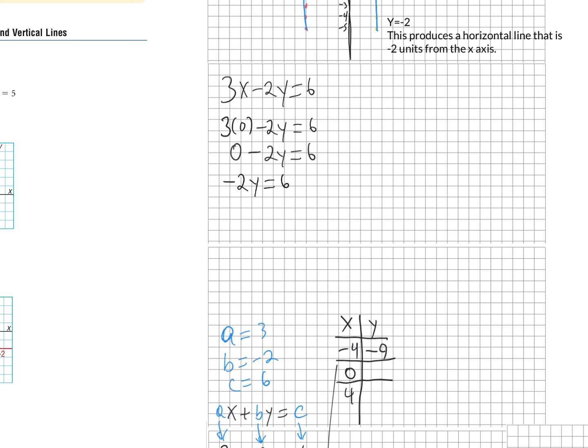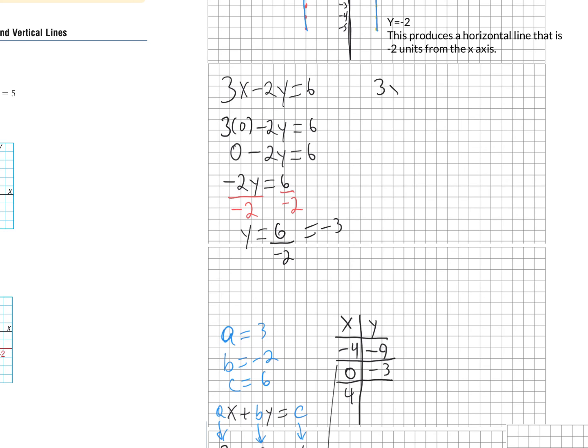So now to get rid of the -2y, I divide this side by -2, but I need to do that to this side as well, which gives me y equals 6 over -2. And we know 6 divided by negative 2 is just going to give us a negative 3. So I can put that value in here.